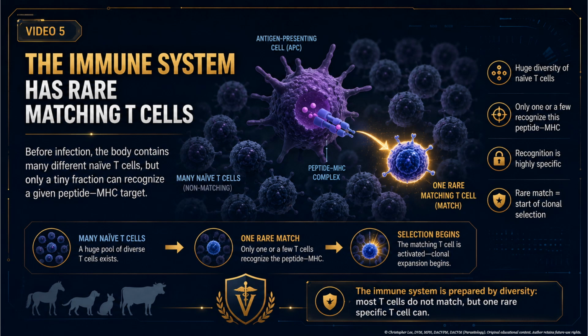So when an antigen enters the body, the immune system has to solve a search problem. It has to find that rare T cell whose TCR can recognize that specific peptide displayed on that specific MHC molecule. That is why diversity matters. The immune system is not carrying a giant army of identical cells waiting for one pathogen. It carries many different small populations, each with different specificity. When the right peptide MHC complex appears, the matching clone can be selected.